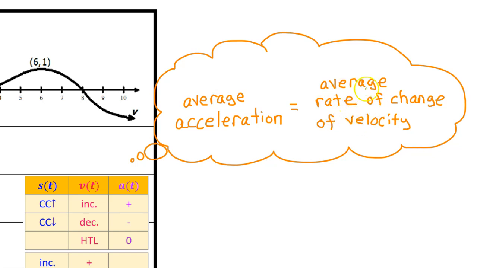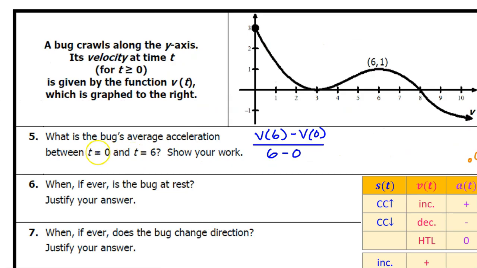So we're going to set up the formula for the average rate of change of velocity. On the interval from 0 to 6, that's v at 6 minus v at 0 over 6 minus 0. Let's see, what is the velocity at 6? Well, that's 1. The velocity at 0 is 3, so that's 1 minus 3 over 6 minus 0. This is negative 2 over 6, which simplifies down to negative 1/3.